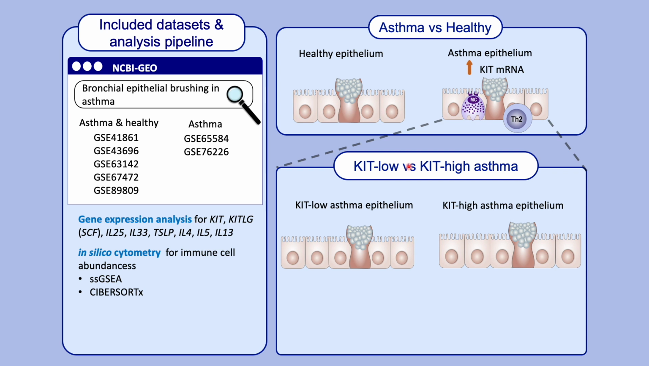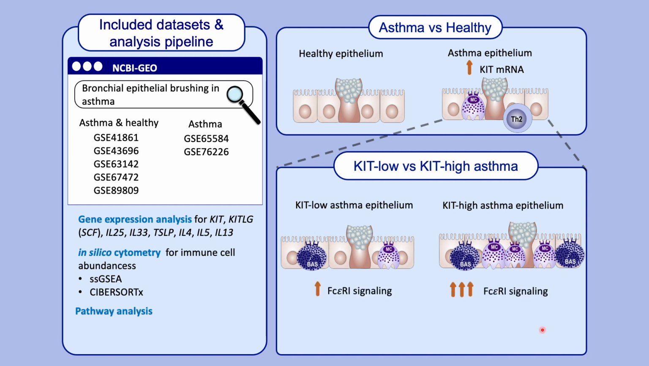We grouped asthma patients into KIT-low or KIT-high based on the expression of KIT, and we found that the KIT-high group has a higher abundance of mast cells and basophils. In agreement, pathway analysis showed a higher activity of FcεR1 signaling.